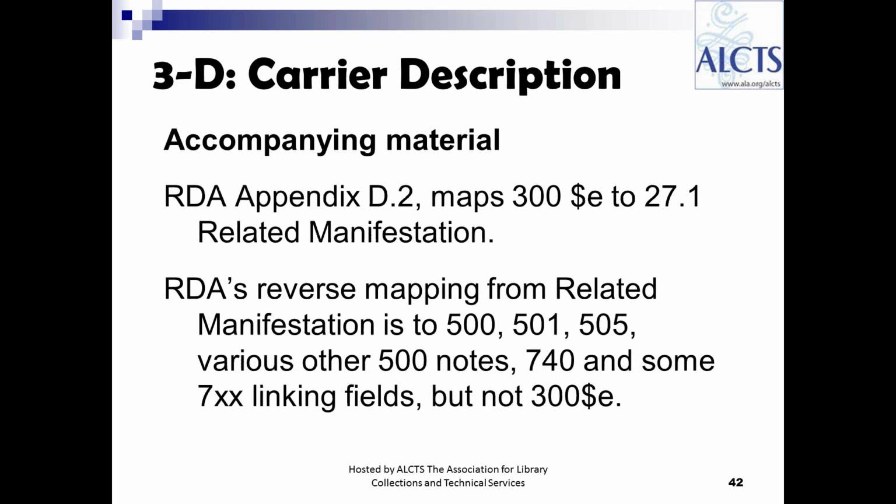RDA maps 300 subfield e to related manifestation, but the related manifestation instruction doesn't provide much guidance nor any relevant examples. RDA's reverse mapping from related manifestation to MARC goes to a number of fields, but not 300 subfield e.